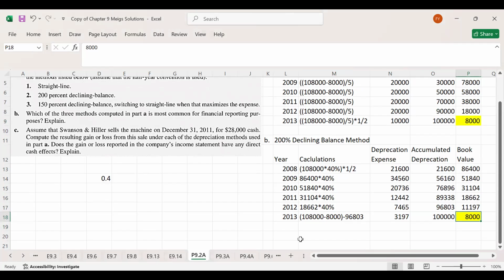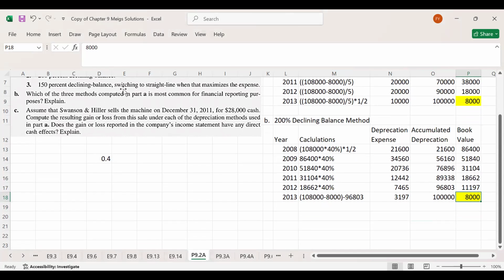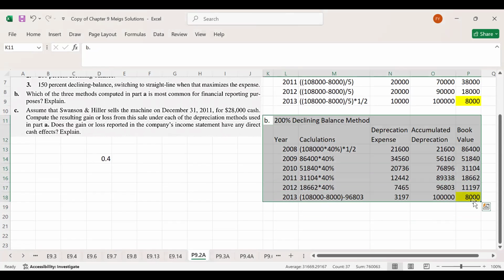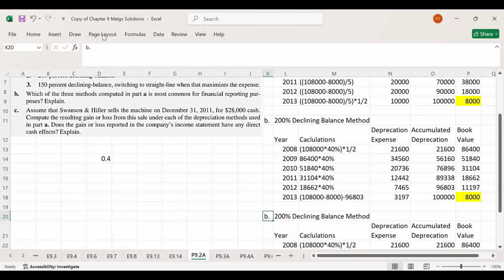So next method is 150% declining balance method. So now we are calculating. The method is almost the same, but the rate is different. So third method is 150% instead of 200%. So this is 150%.